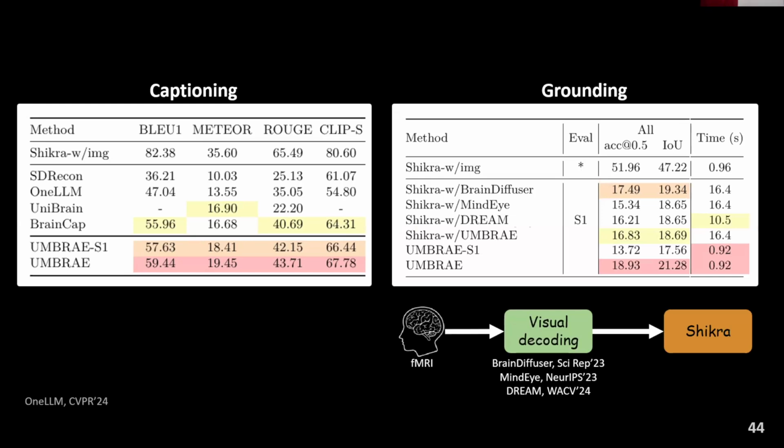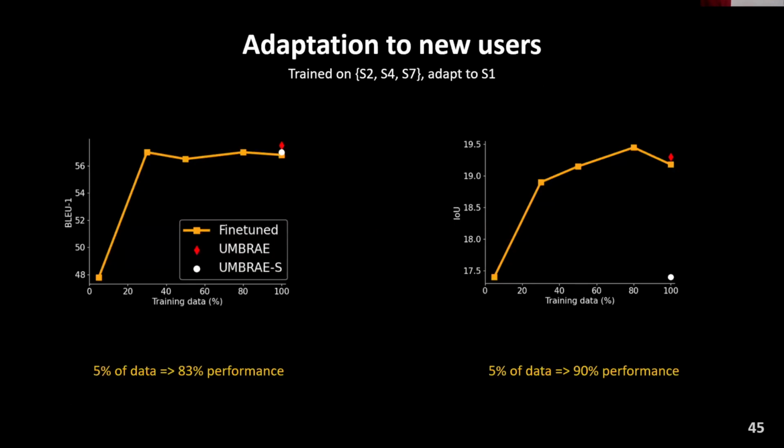Another task that we can evaluate composes a baseline by taking fMRI data and applying visual decoding on it from methods that currently exist. Now that we have an image, we can evaluate grounding by applying Shikra. A quick highlight of the result: you can see that UMBRAE performed better, but what is interesting is that we don't need the intermediate image representation, so we also perform much faster.